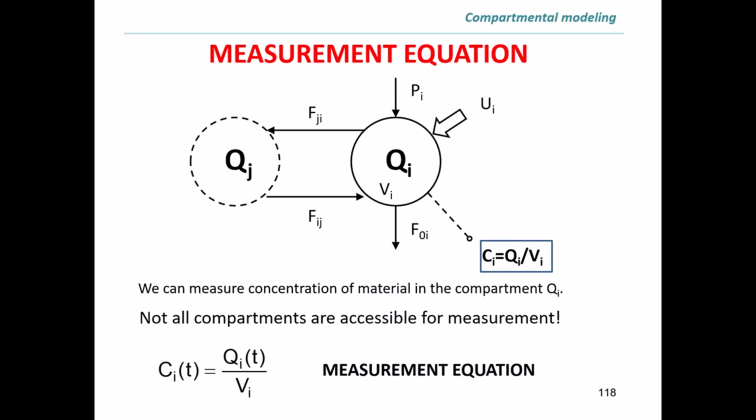If we consider an accessible compartment, we can measure the concentration of the material inside the compartment. Thus, the concentration of the material inside the compartment is represented by CI as a function of time, equal to the ratio between QI as a function of time and VI. This is called the measurement equation, and this holds only for compartments that are accessible.